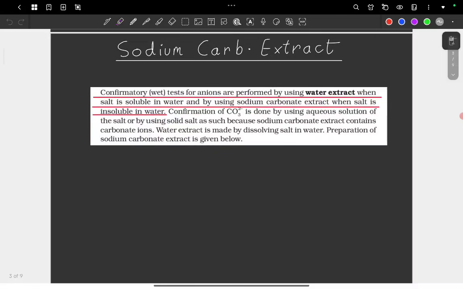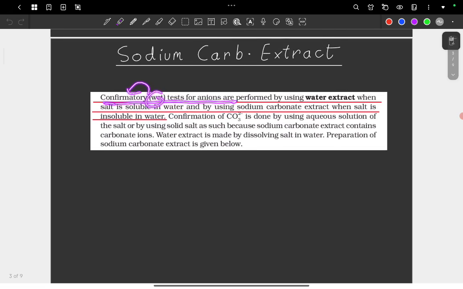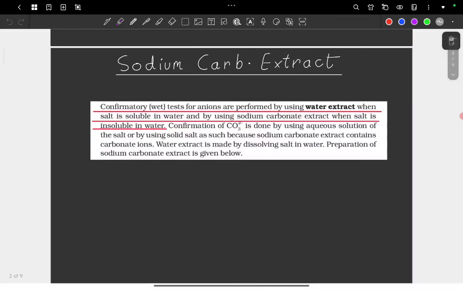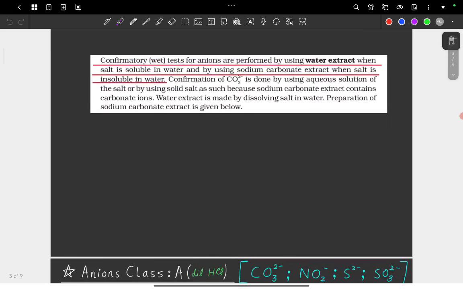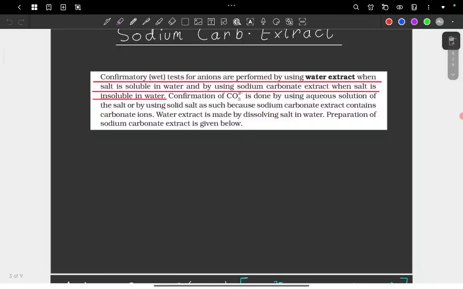There is no problem when the salt we are testing is soluble in water. Like it's written here, wet tests for anions. A wet test is a confirmatory test, which means you are suspicious that an entity is present in your solution, but you are not confirmed, so to confirm it, you do confirmatory tests. Confirmatory tests for anions are performed using the water extract, which is just that salt solution in water, when the salt is soluble in water. If it's not soluble in water, we use sodium carbonate extract.